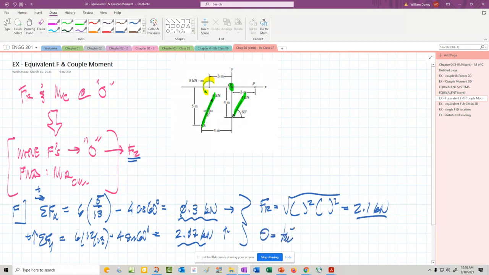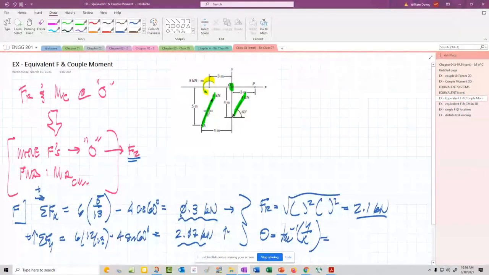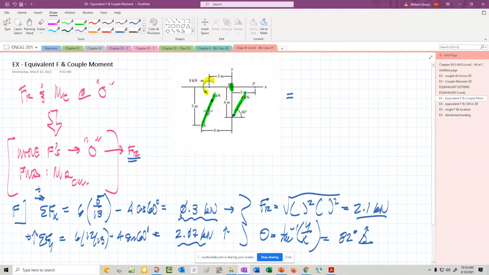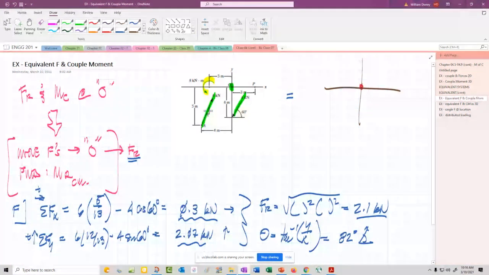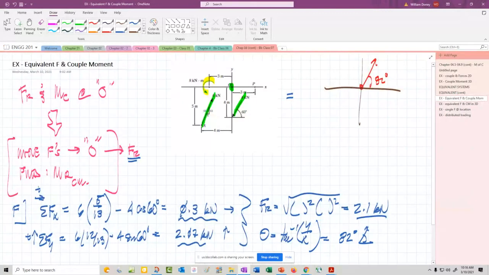All right, the angle, inverse tangent, the y over the x. Since they're both positive, we expect that to be in the first quadrant. That comes out to be about 82 degrees. So if I was redrawing my equivalent system, there would be the resultant force at point O.